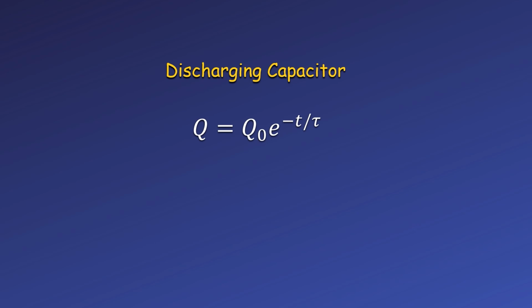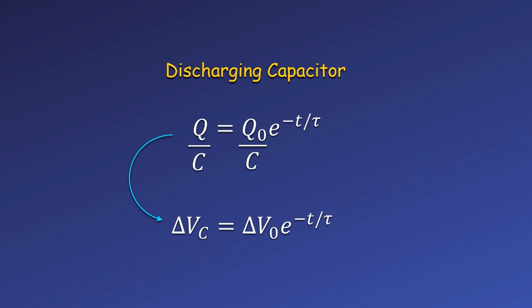This tells us the charge on the capacitor will decrease exponentially from some initial value Q naught. We will see what this looks like in a moment. We can also get an equation for the voltage across the capacitor. Since the voltage across the capacitor at any time is given by the charge on the plates at that time divided by the capacitance, we can just divide both sides by C.